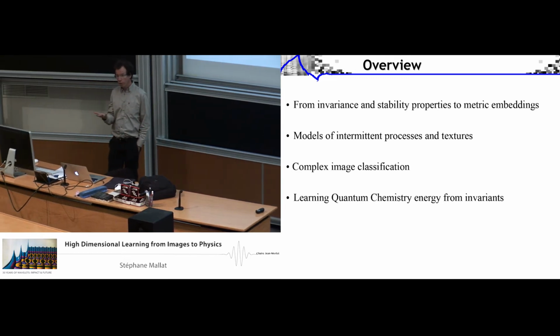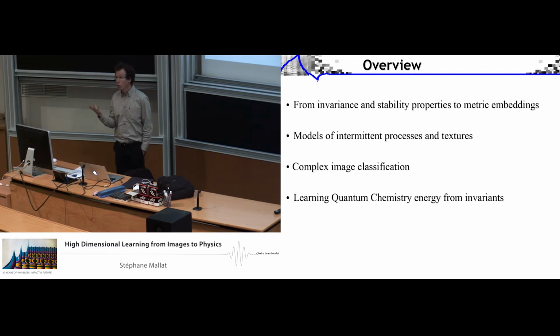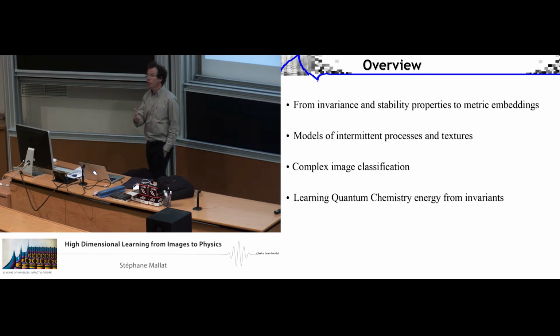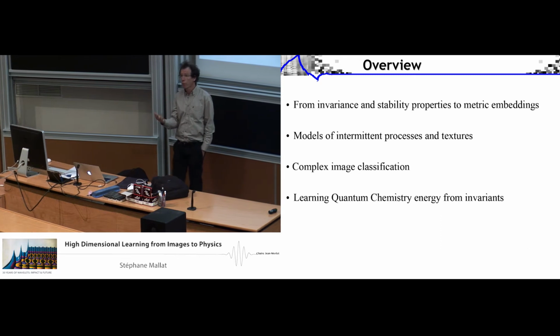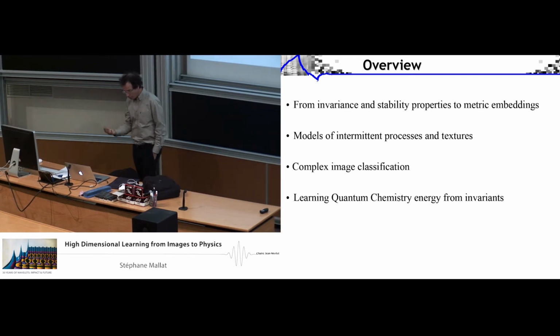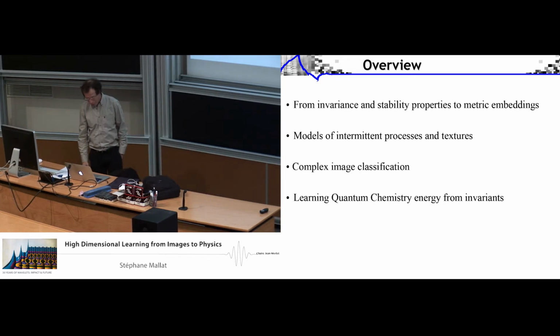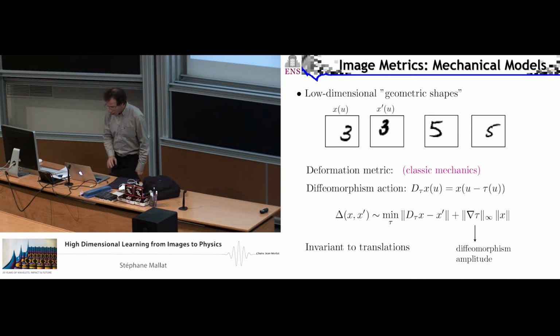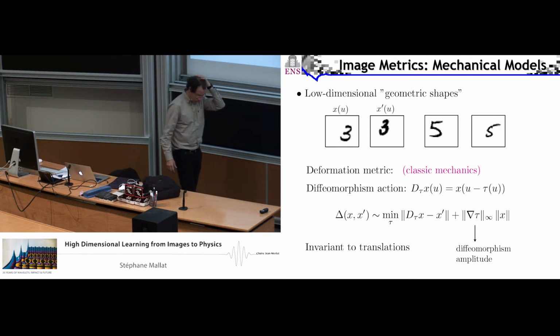How do you build invariance? How do you build invariants which are stable? And we'll see in particular the role of deformation, diffeomorphism. We'll see that this kind of approach provides totally different models, in particular for stochastic processes. Look at complex image classification, and the last part will be devoted to quantum chemistry, and I'll show you how you can apply this kind of thing to learn quantum chemistry. Okay, so let me begin with images.